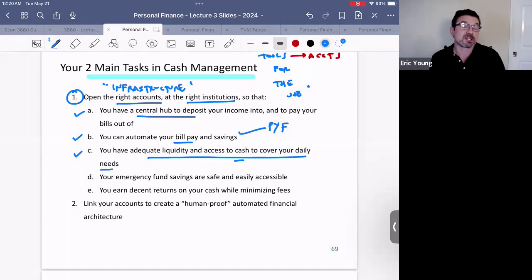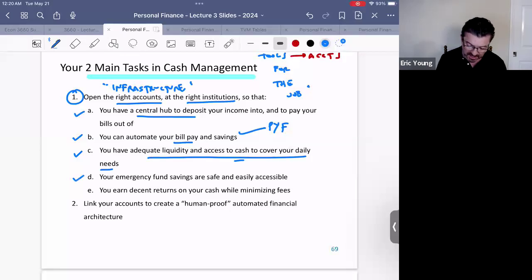So it's great to have a lot of wealth. It's great to be a millionaire, but it can't all be in illiquid assets, or you'll starve to death or freeze to death or have your house foreclosed on because you can't pay your property taxes. So your third task here, your third job, you want to have adequate liquidity just to cover your needs.